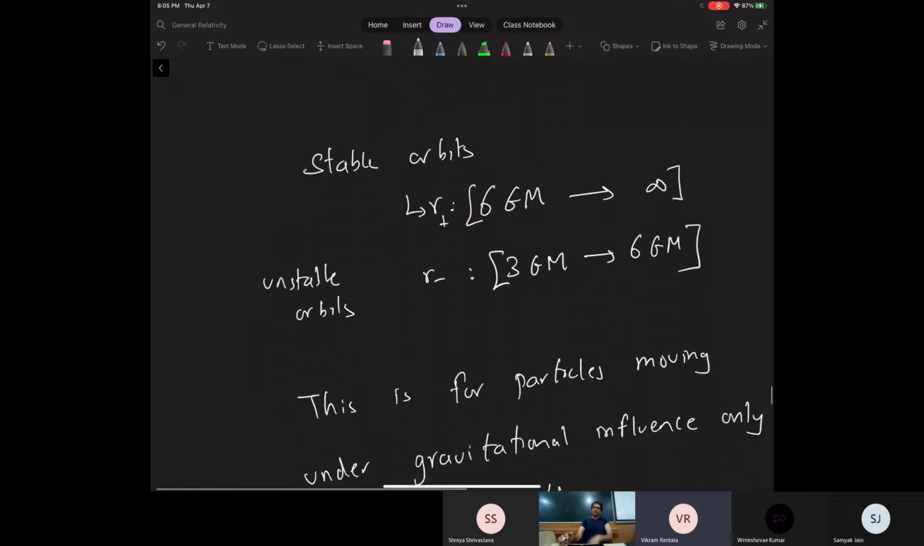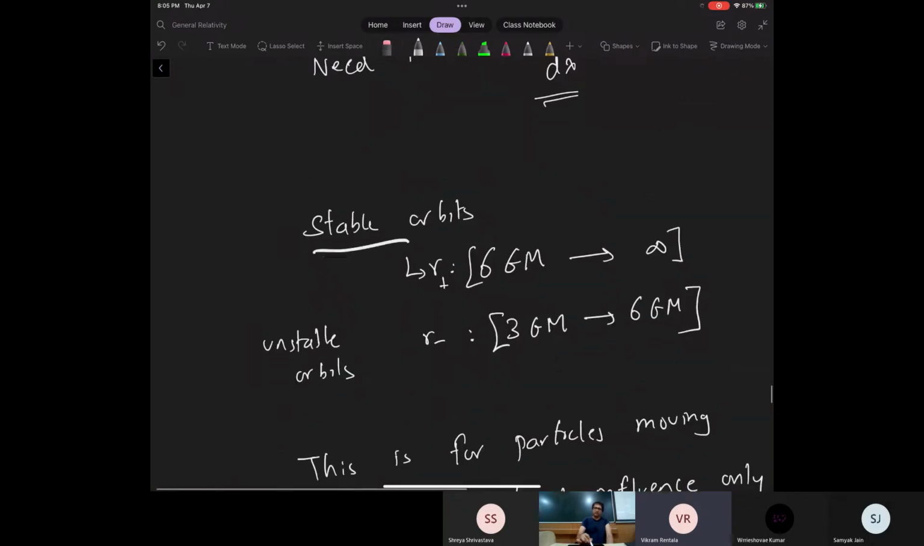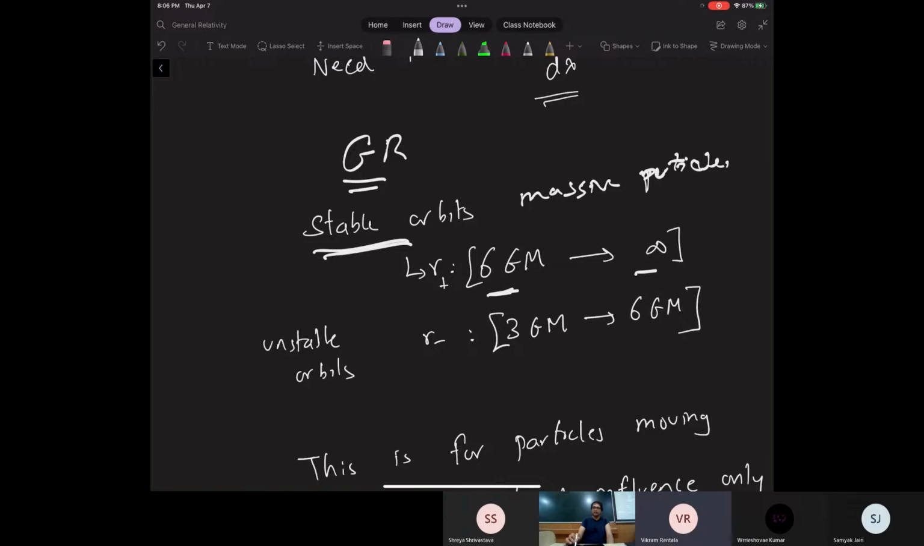So, in summary, in GR, if I look at the stable orbits of massive particles, you can show that stable orbits will exist between 6 GM and infinity. For massive particles, the stable orbits are between 6 GM and infinity.